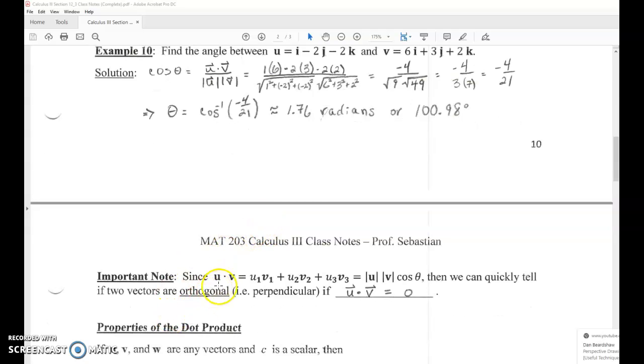So a quick important note there: since u dot v is u1 v1 plus u2 v2 plus u3 v3, which is the length of u times the length of v times the cosine of theta, the angle between the two vectors, we can quickly tell if two vectors are orthogonal. That word orthogonal means perpendicular. In mathematics, we use the name orthogonal. How do we quickly tell if two vectors are orthogonal? We take their dot product, and if we get 0, that means that the cosine of the angle between them is 0. Well, what angle has a cosine of 0? It's pi over 2. So in other words, the two vectors would be at 90 degrees to each other, or perpendicular, or mathematically we use the term orthogonal.